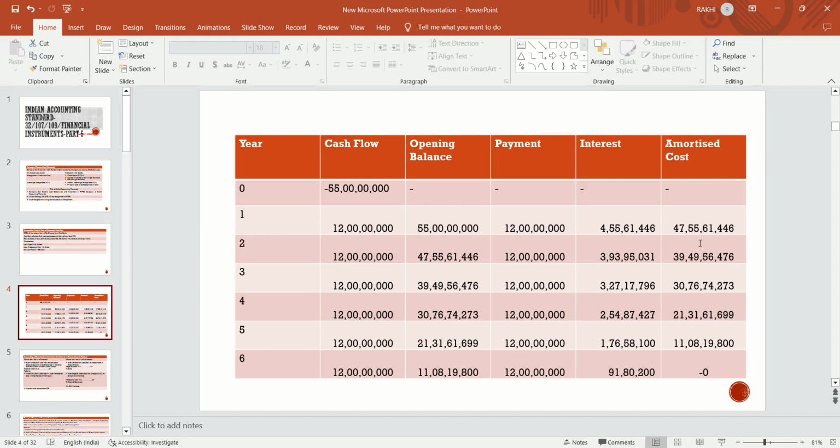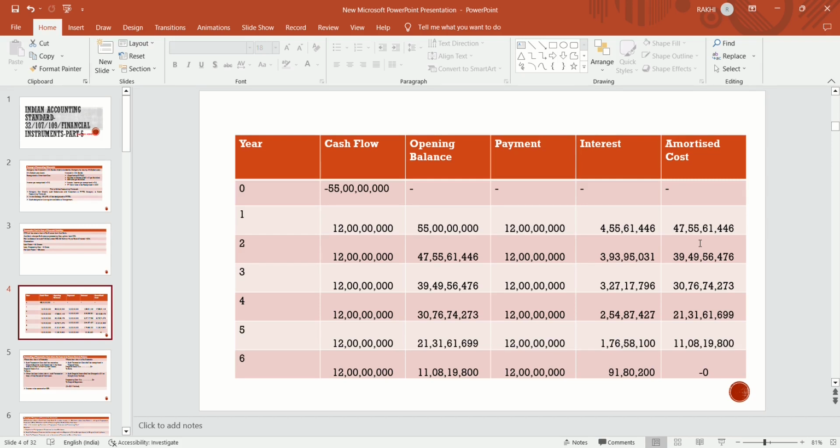So there is a cash inflow of 55 crores, but the cash outflow along with the interest for the organization is 12 crores each. In each year, they have to pay 12 crores. So in year one, they are paying 12 crores. The opening balance for the organization is 55 crores. Payment becomes 12 crore. Interest is to be charged at the effective interest rate. So how to calculate effective interest rate? By using trial and error, where cash inflow is equal to cash outflow.